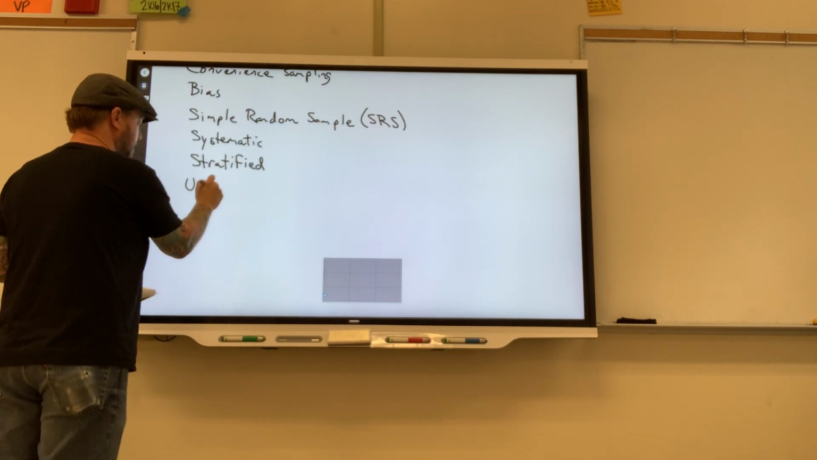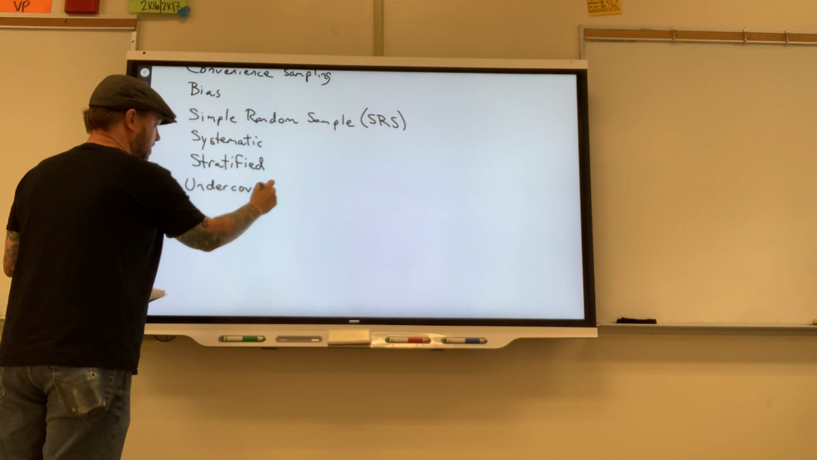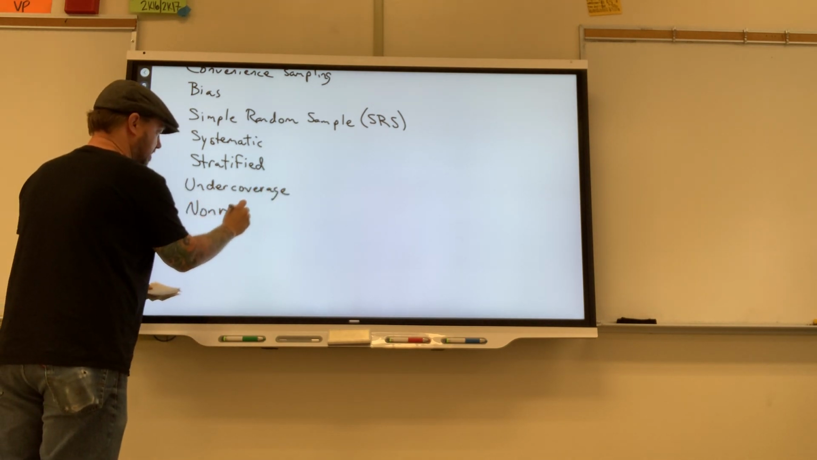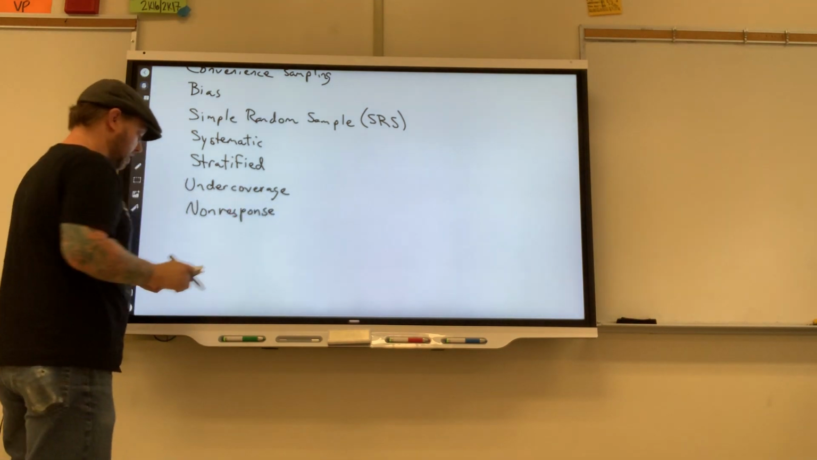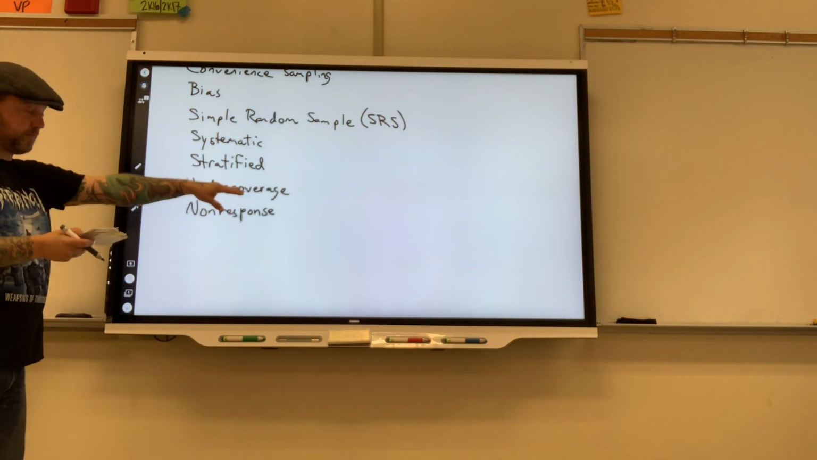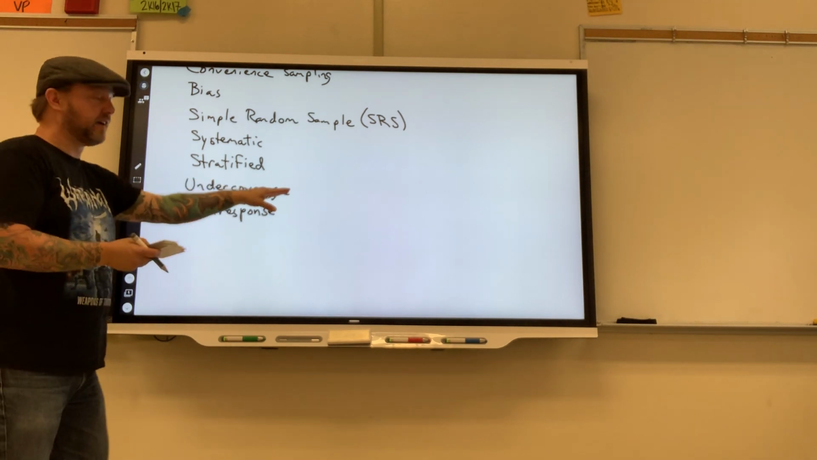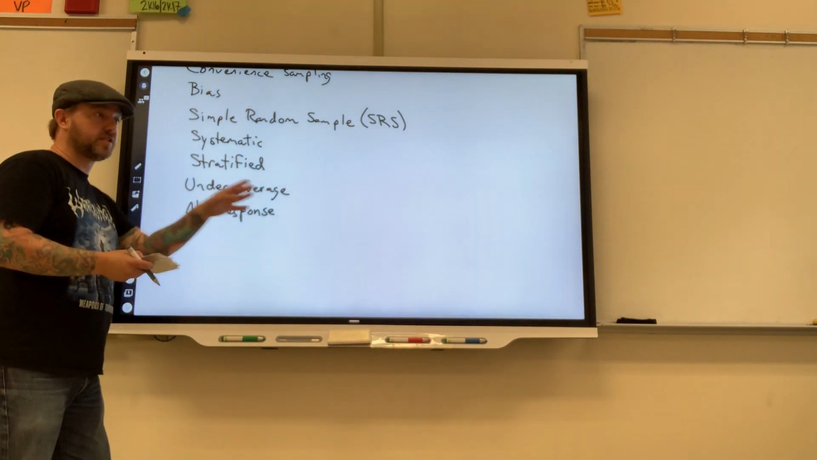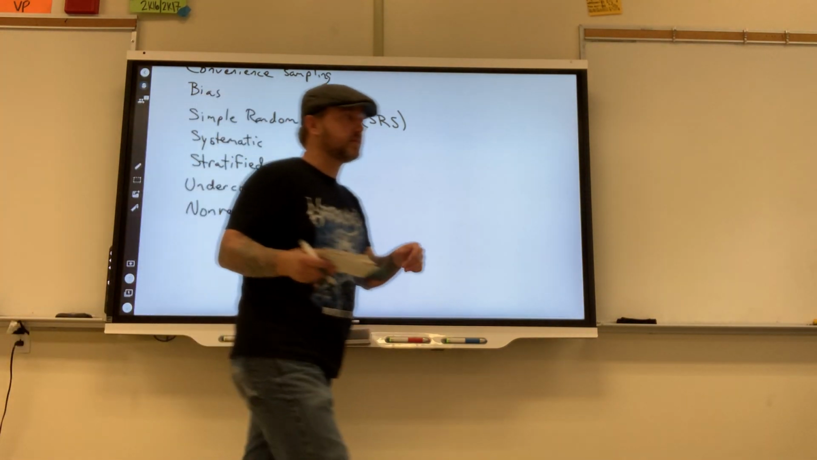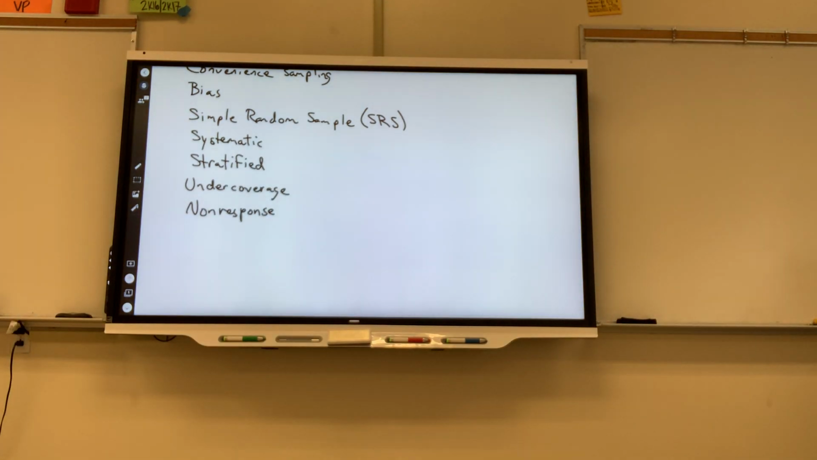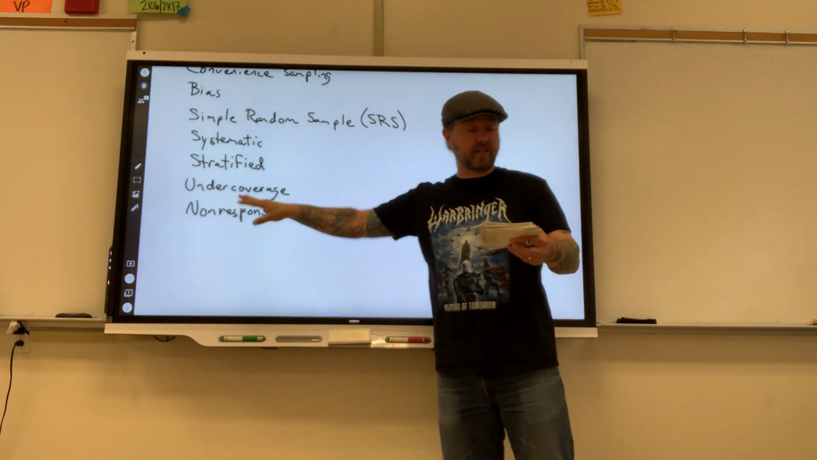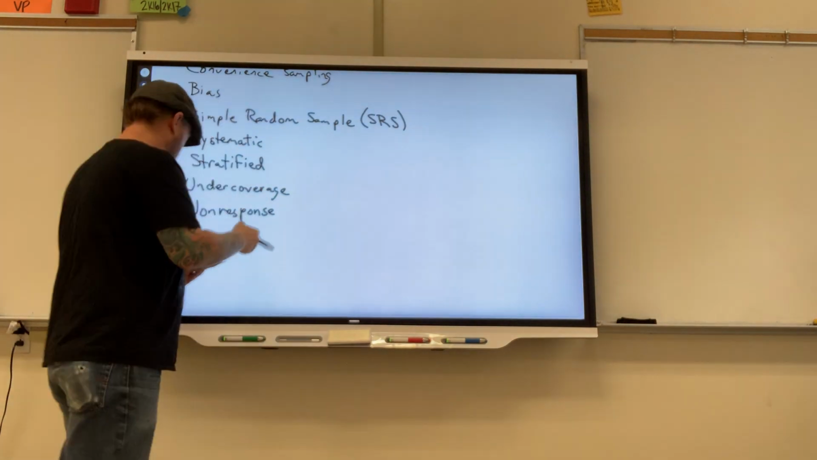Some cautions. Undercoverage, non-response. The difference here with undercoverage is that people are left out of the selection process. With non-response, they're selected, but they still don't respond. Non-response: they get selected, but they don't cooperate, they don't answer, whatever.